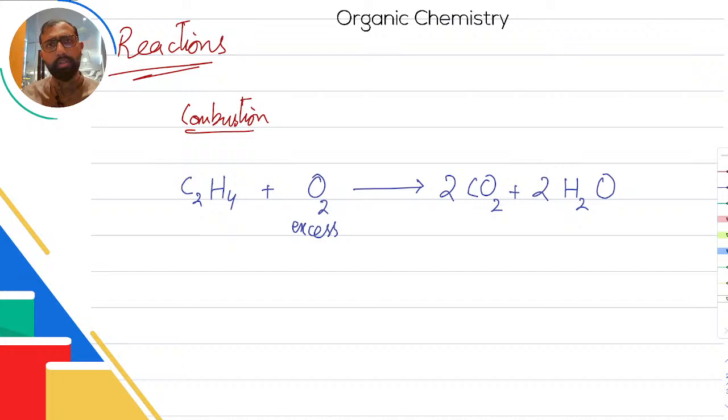Now, what about oxygen? You can balance it. It's in excess, so it doesn't matter how much you need. Right now I have four oxygen required for carbon dioxide and two for water, so that is six. So I'll balance it by putting three over there.